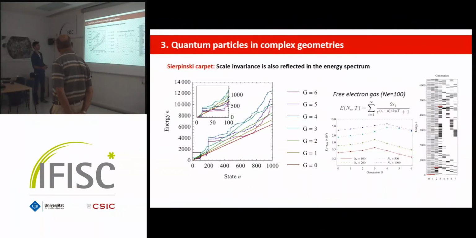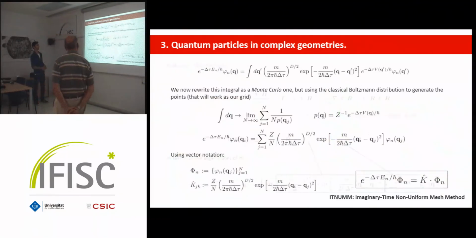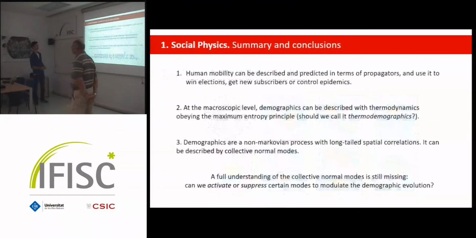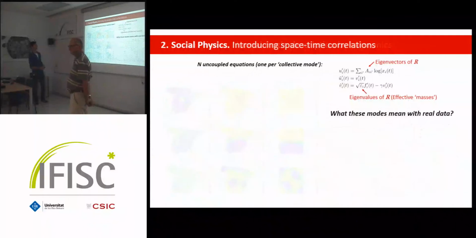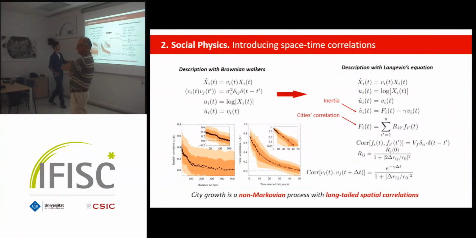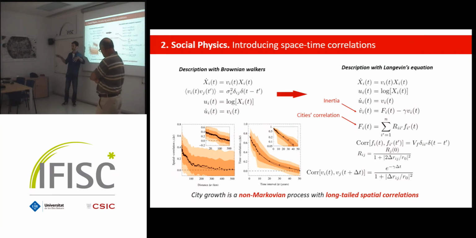So I have the equations here. Those are the equations for free Brownian walkers. There is no correlation between them. So I just have the derivative in time of the position is just the growth rate times this. I linearize by using the logarithm.